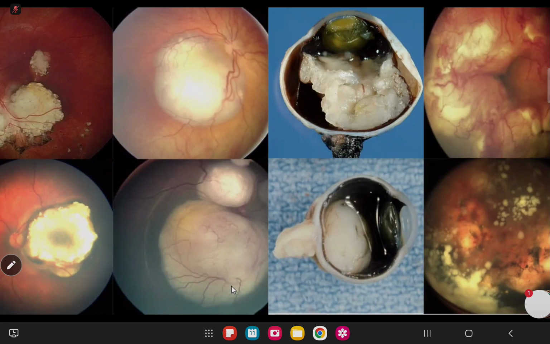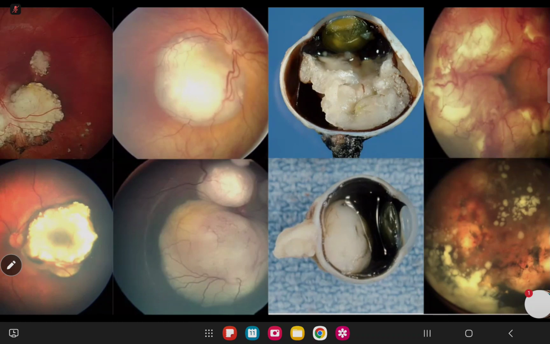And then for those that are exophytic, you can see the vessels, no? The vessels are elevated, so meaning the tumor is growing towards the outside. No? It causes your exudative retinal detachment. It elevates your retina, causing the detachment.